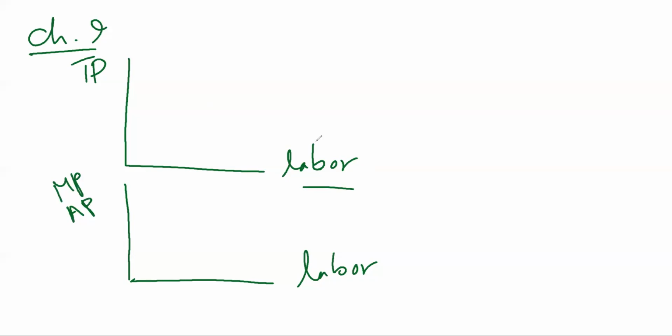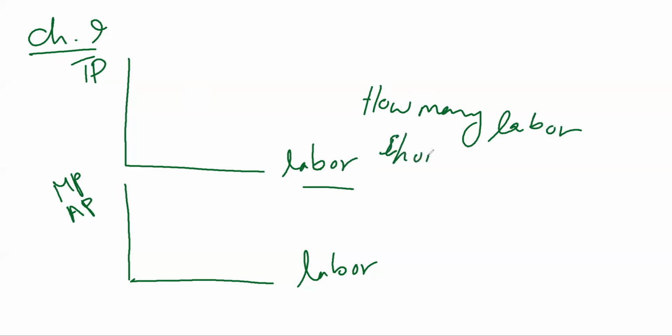So the main question that we should have in the back of our minds is, okay, we know that we can change the labor in the short run, but how much labor should we hire in the short run? And the answer actually depends on these two graphs, okay?